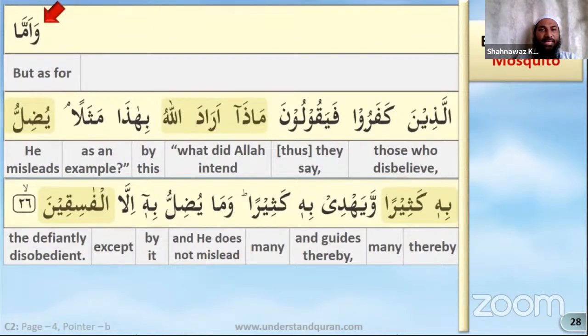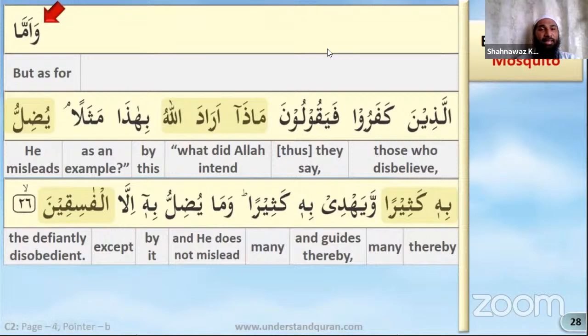Wa amma alladhina kafaru, amma, wa is and, but here they've written it as but. So wa has multiple translations, and is one of them, but is another, while is another. So it could be translated in any of these ways. But as for those who disbelieve, or and can also be put, and as for those who disbelieve, alladhina kafaru, fa yaqulun, fa then yaqulun, they will say. What will they say?